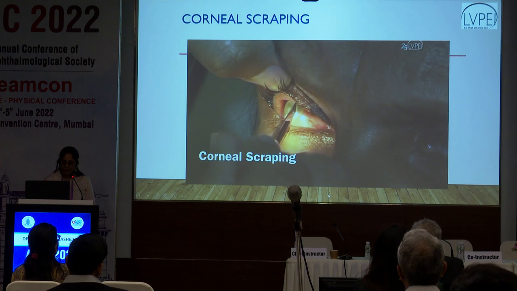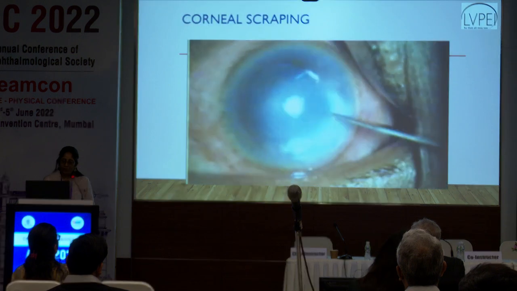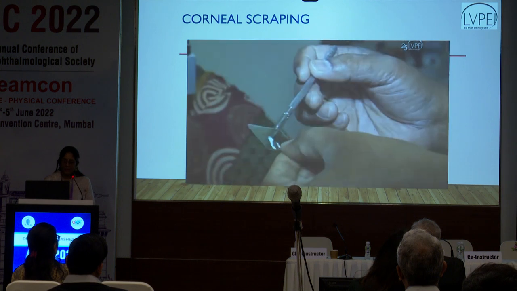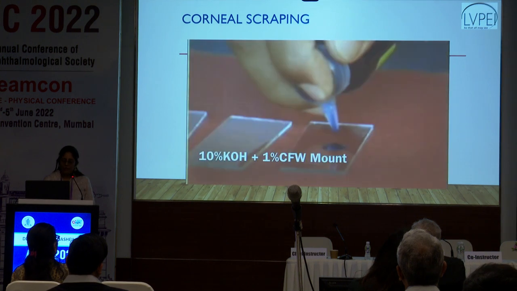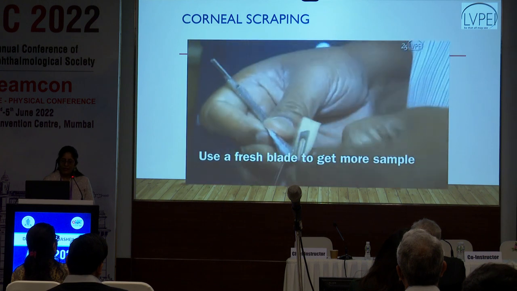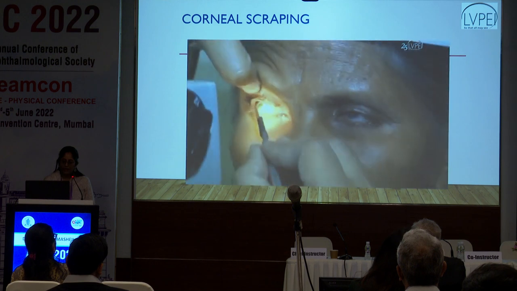So this is a simple video just to demonstrate how to do it effectively at the slit lamp. Patient is anesthetized. Don't scrape from the thinned out area, but rather scrape from the base as well as the active edges. First you prepare it, smear it like that for gram staining, and just drop it on the slide that is for KOH, which will also have calcofluor white later under the microscope mount.